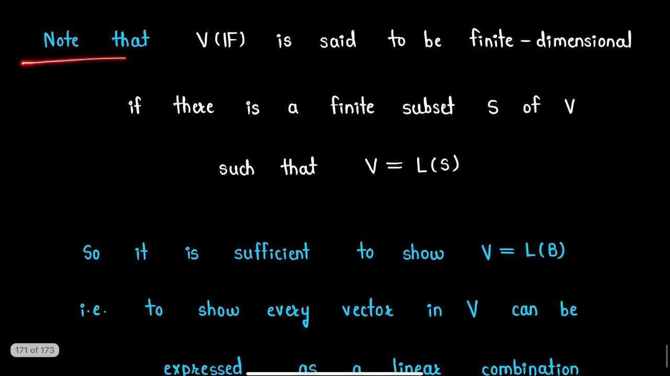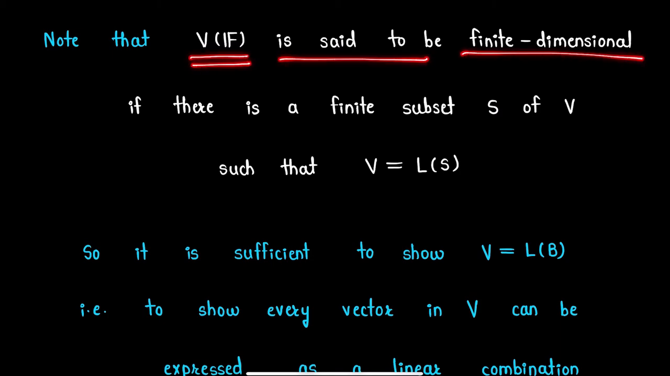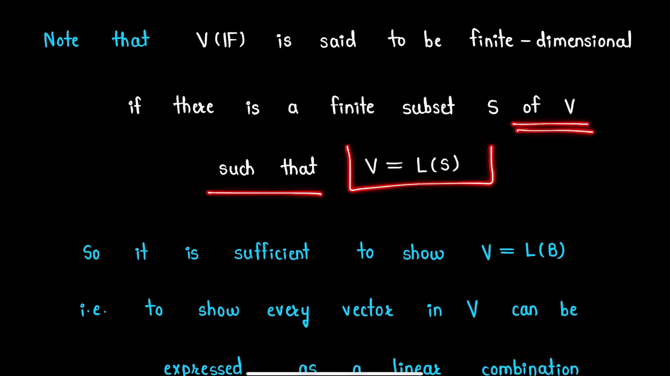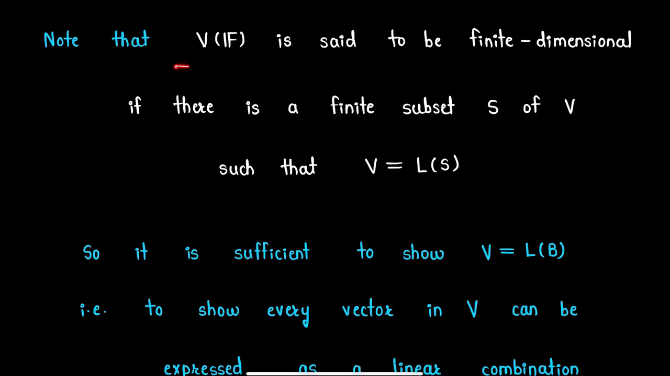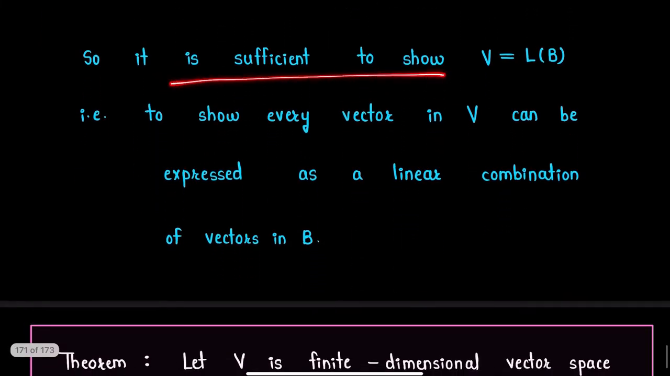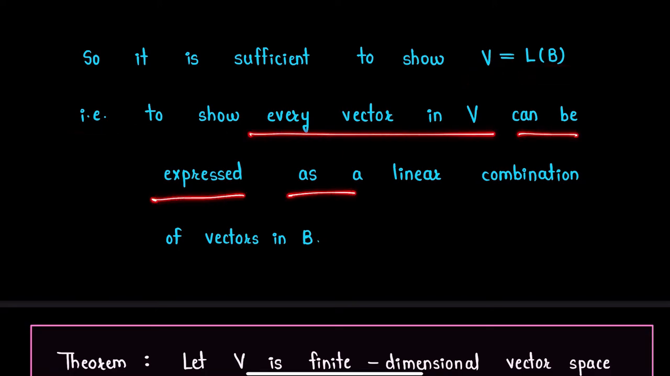Further, note that if V over field F is a vector space, then V is said to be finite dimensional if there exists a finite subset, say S, of vector space V such that V is equal to the linear span of S. Now from this concept, it is sufficient to show that vector space V is the linear span of the set B. That is, to show every vector in V can be expressed as a linear combination of vectors in set B.